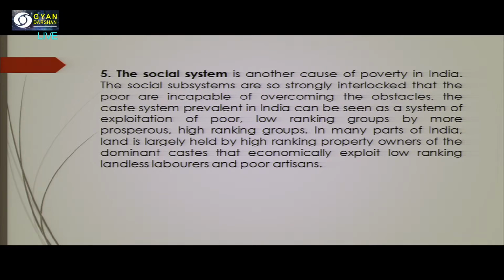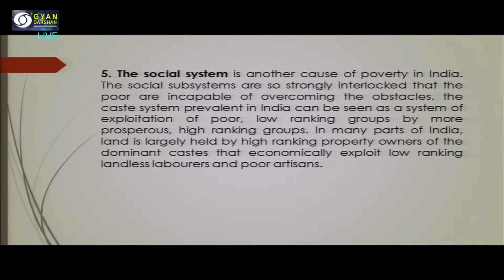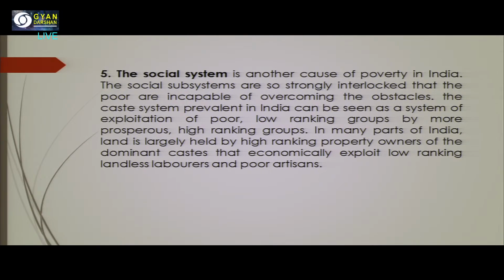Then we have a social system that is into play, which is another cause of poverty. The social subsystems are so strongly locked that the poor are incapable of overcoming their obstacles. Especially, our country has a strong and rigid caste system, in which the upper class keeps progressing, but the lower castes don't find that much opportunity to progress. Even in terms of education, though the government provides the opportunities, the caste system is so strong that the society itself does not allow them to progress. So this is another reason for poverty in our country.